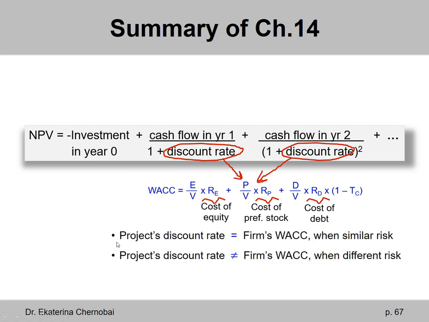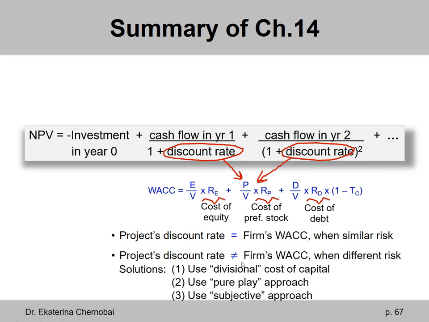We then talked about how the project's discount rate can be used. The project discount rate can equal the firm's WACC, but only when the new project is similar in its risk level to all other projects of the firm. The project discount rate cannot equal the firm's WACC when it has a different amount of risk. In that case, there are 3 solutions. Use divisional cost of capital, use pure play approach, use subjective approach. And we looked at the earlier slides what those 3 are all about.